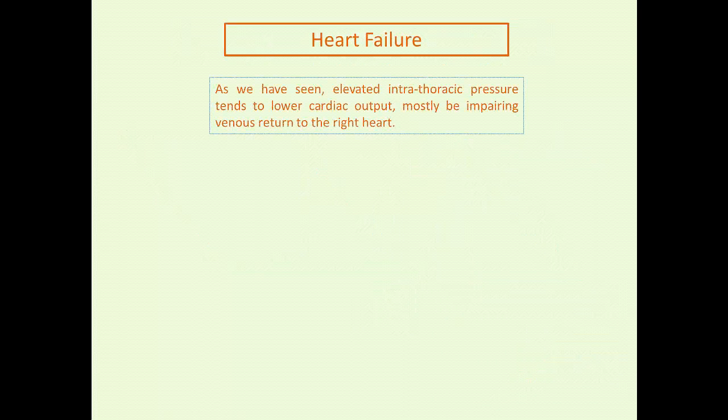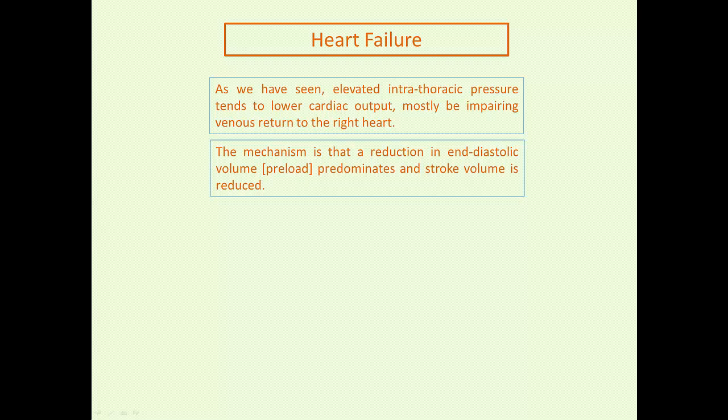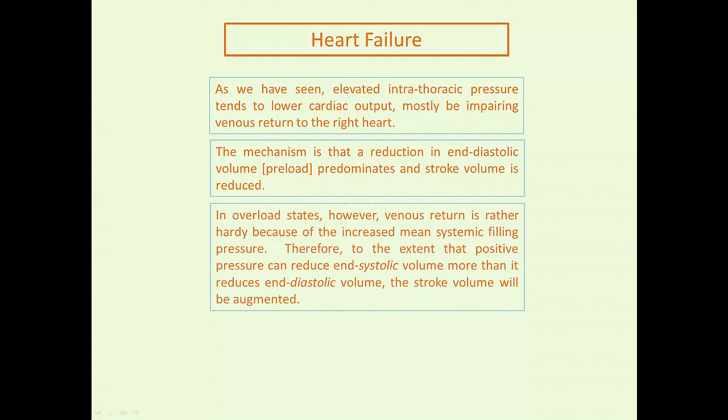So as we've seen, elevated intrathoracic pressure tends to lower cardiac output, mostly by impairing venous return to the right heart. And the mechanism is that there's a reduction in the end diastolic volume or preload, and this predominates in the normal situation, in the normal heart, and therefore stroke volume is reduced. In overload states, however, venous return is rather hardy because of the increased mean systemic pressure. As we saw, the venous return curve is shifted far to the right.